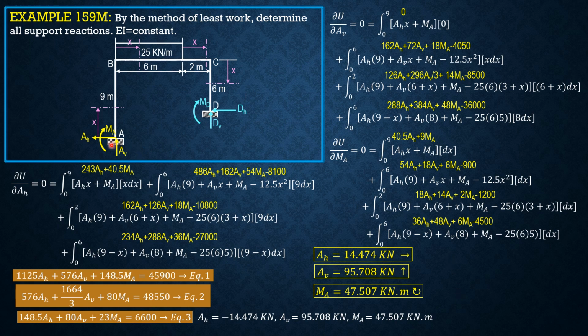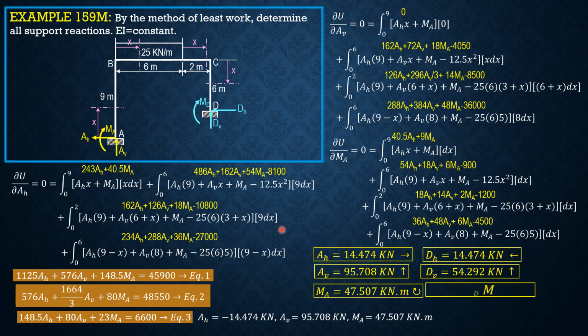Summation forces X, so AH equals DH, so DH is leftward, 14.474 kilonewtons. Summation forces Y, then you can solve DV. DV is 25 times 6 minus 95.708, so 54.272 kilonewtons. Then I will leave to you how to solve for MD. You just sum up moments about D equals 0 and verify that MD is equal to 19.753 kilonewton meter, and it is supposedly negative, or that's the positive final answer. So it is counterclockwise. So that's it for this problem.